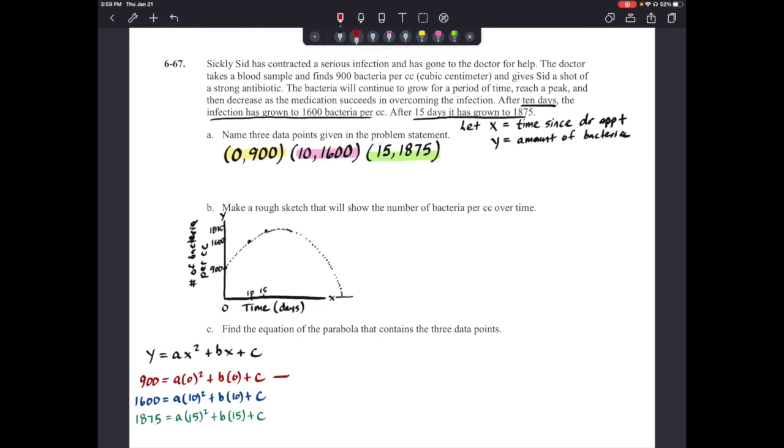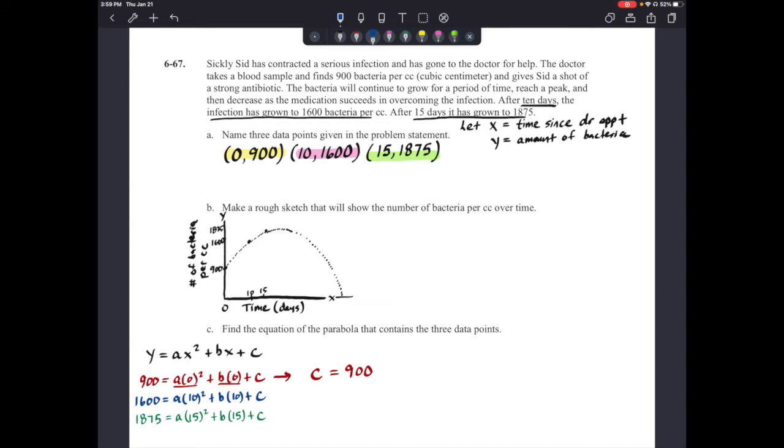Now this first one is nice because, right, we're using 0. 0 squared is 0 times a is 0, and then b times 0 is 0. So this is another one, if you did that first problem already, real nice because we get the c value already. It's not always like this, but when it is, it's really nice. So c is 900.